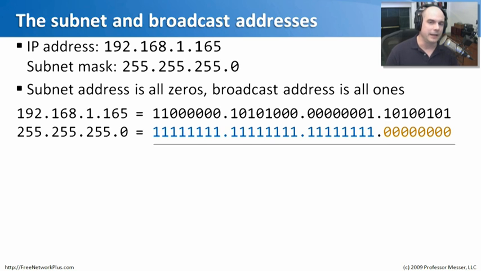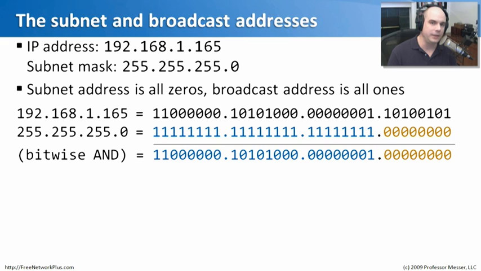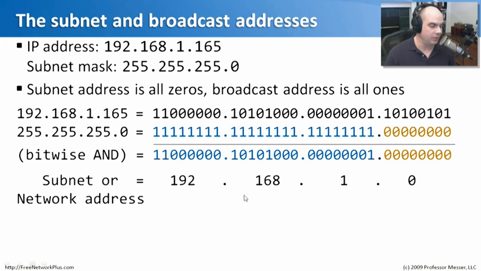Now, to calculate our subnet address, what we need to do is something called a bitwise AND. That sounds complicated, but it's actually very easy. Every place we see 2 ones together, we bring down a 1. Every place we see a 0 and a 1, we bring down a 0. And if we have 2 zeros, we bring down a 0, like we did over here. When we put all of these together and perform that bitwise AND, we get a subnet address. If we recalculate this back to decimal, it's 192.168.1.0. That is the subnet.